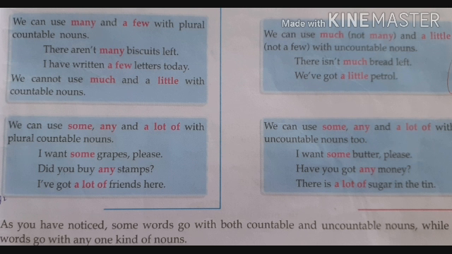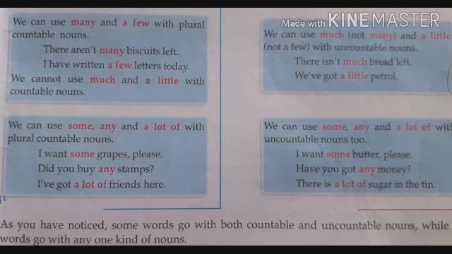Next one, we can use some, any, and a lot of with plural countable nouns. Examples: I want some grapes. These are plural but countable. We can count them. Did you buy any stamps? I have got a lot of friends here. A lot of friends means that we can count friends.